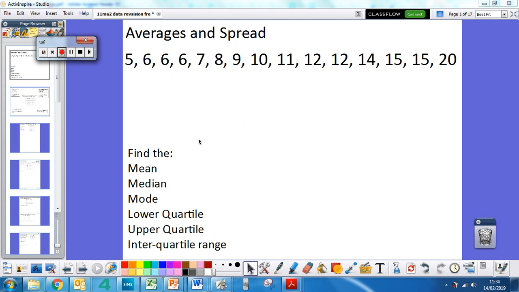So let's work through each one of these one at a time. I won't do them in the order they appear on the board. I'll do them in a slightly different order. I'll do them from easiest to most difficult, I think.